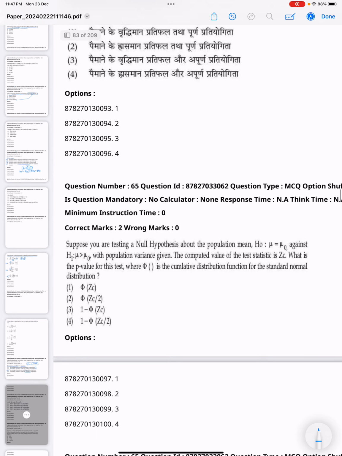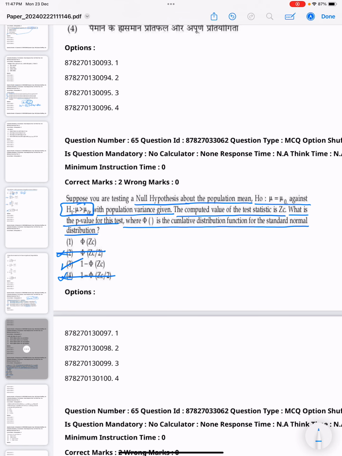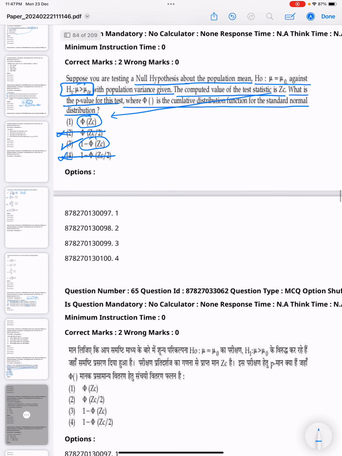Okay, 65th. Suppose you are testing a null hypothesis about the population mean against this, with population variance given, the computed value of the test statistic is Zc. What is the p-value for this test, where this is the cumulative distribution? So this would be a one-tailed test, so divided by 2 should not be there. And I'm not exactly clear, but I guess this should be the p-value. This would give you the probability of having this statistic value, and this would give you the probability of having a statistic value less than this.